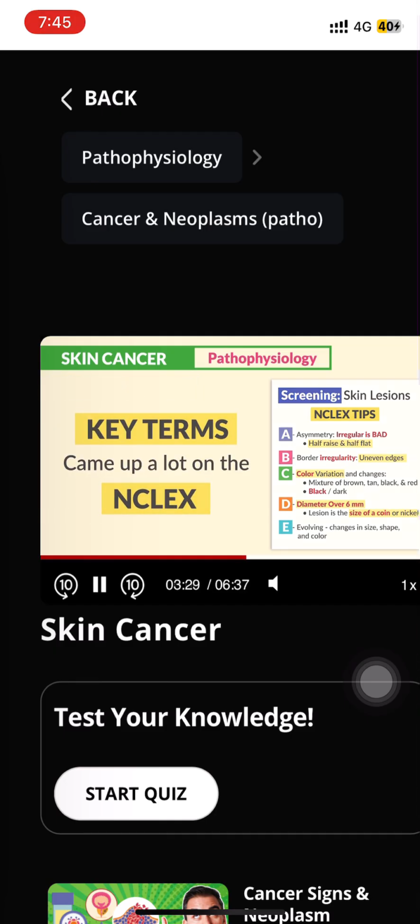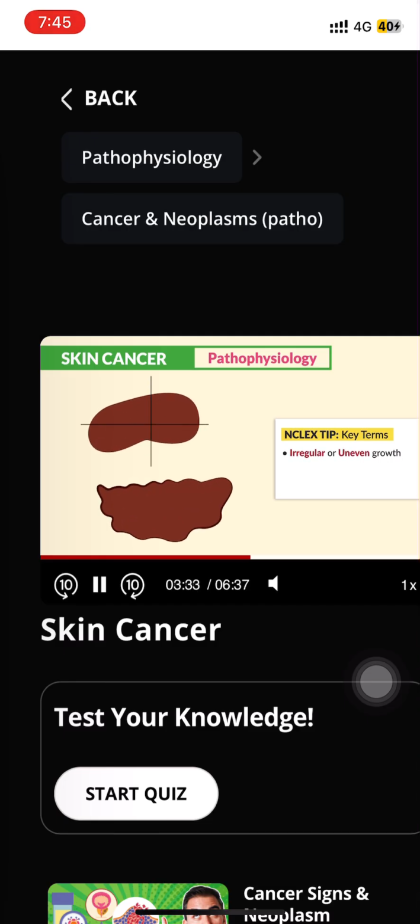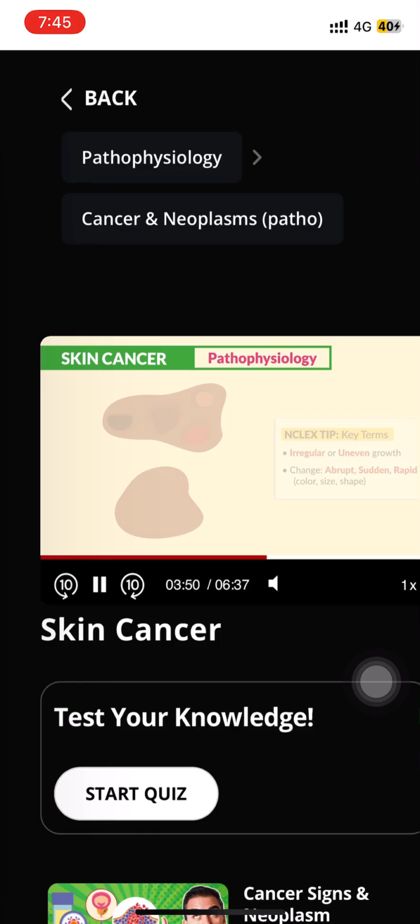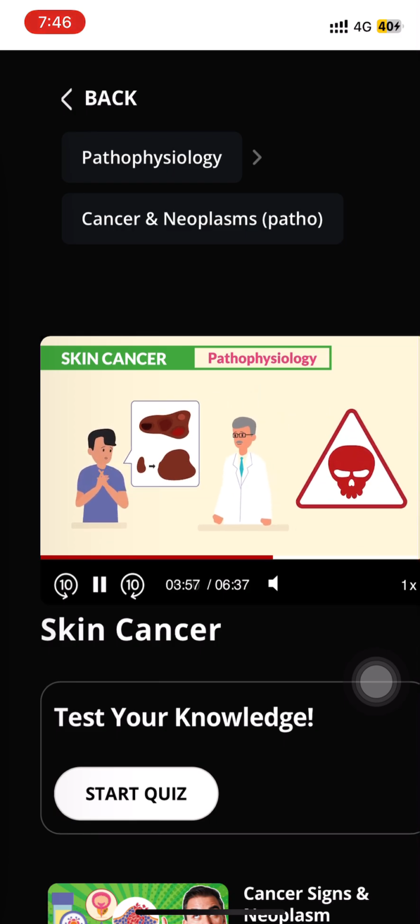Now another big NCLEX tip is the key terms, irregular or uneven growth. Remember, this is bad. And even change. A lot of question banks use the key terms abrupt, sudden, or rapid when describing color, size, and shape. All these key terms indicate that it's bad for the lesion. So teach clients to report to the HCP for a follow-up immediately. This could mean deadly malignancy.